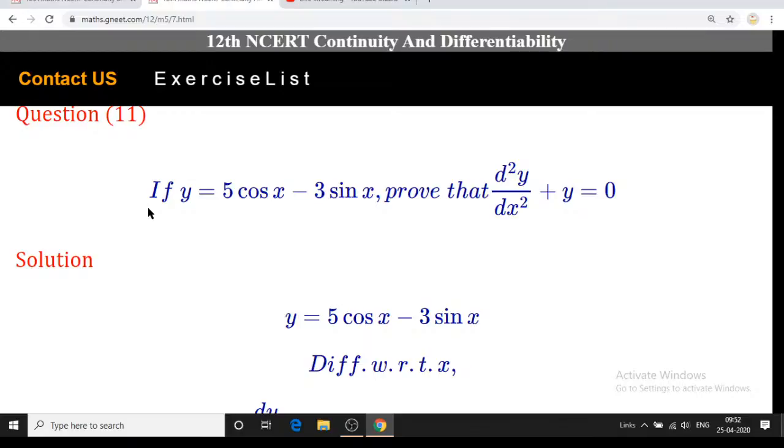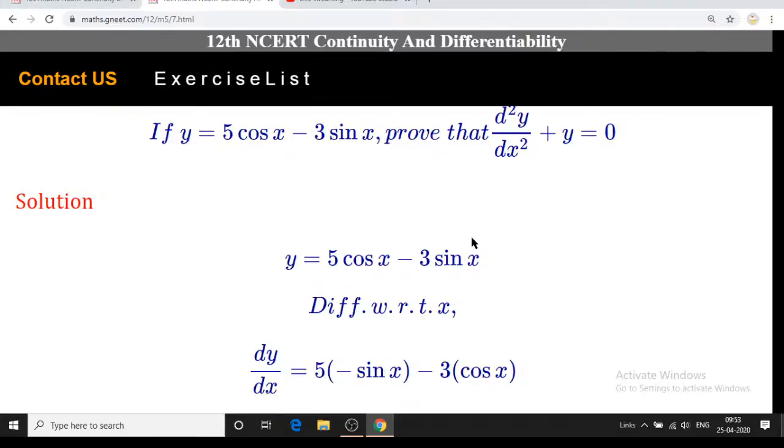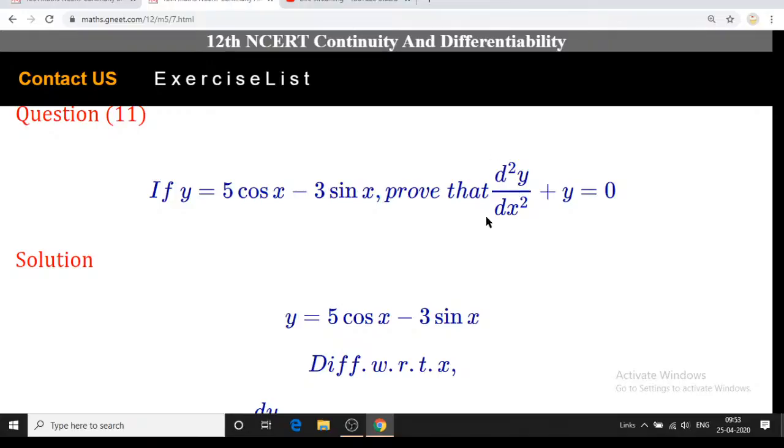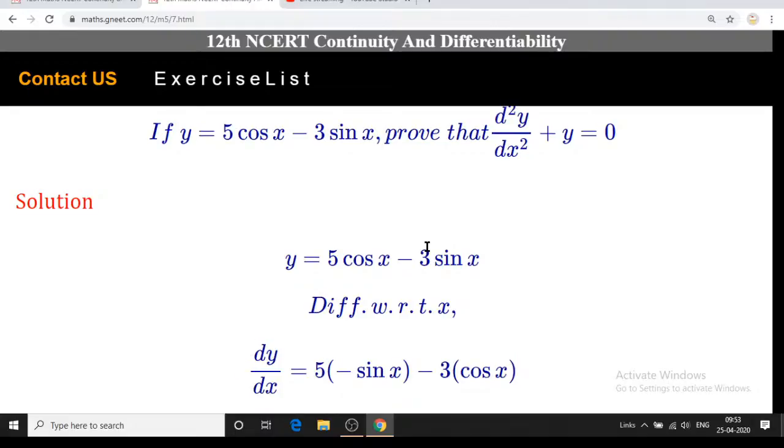So y is equal to 5 cos x minus 3 sin x. Prove that d2y by dx square plus y equals 0. Now to solve such sums, there are two methods. One, find out the second order derivative and then start with the left hand side of this. Replace d2y by dx square value and y value. Simplify, you should get 0, that is a 1. Or the other method is that we try to get that directly.